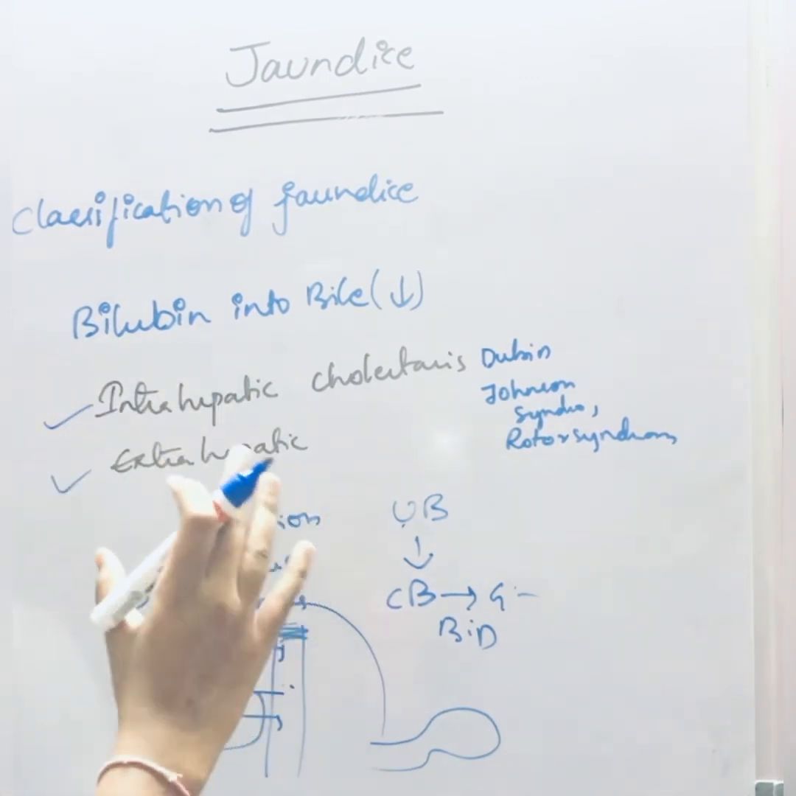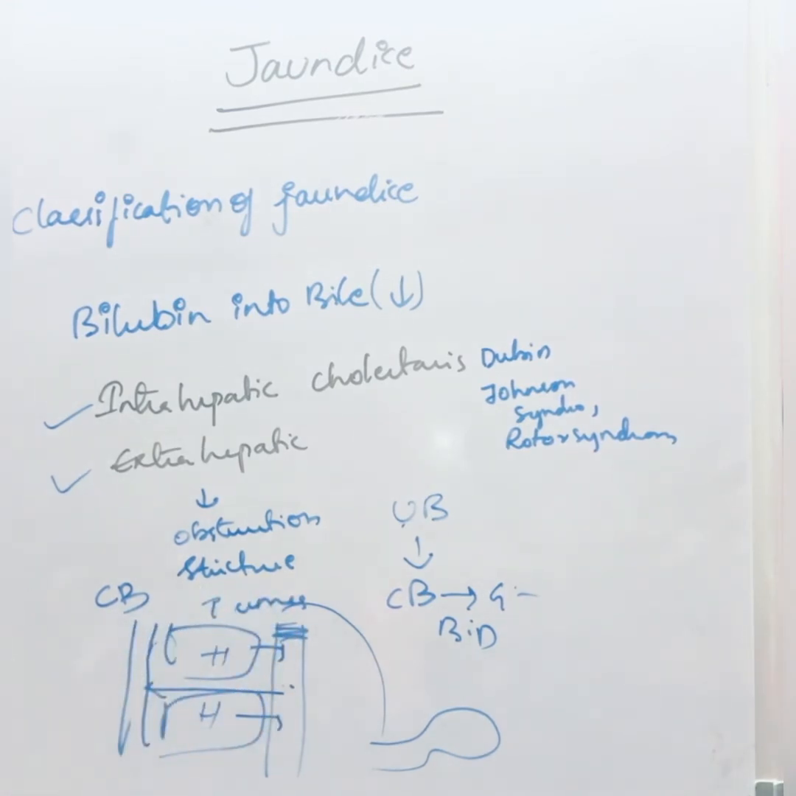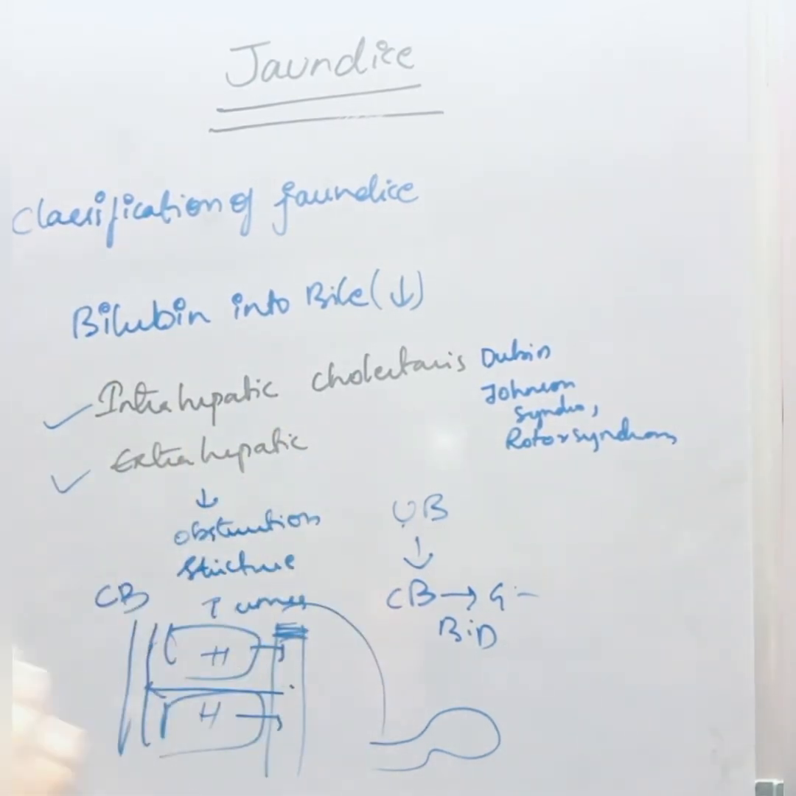This is also called post-hepatic. It is the only form where the conjugated bilirubin is increased. In the hepatic phase, we see both conjugated and unconjugated bilirubin. In the first one, when we see hemolysis, there we see unconjugated type of bilirubin is increased. But here we only see the conjugated type of bilirubin is increased. This is all about the types of jaundice.